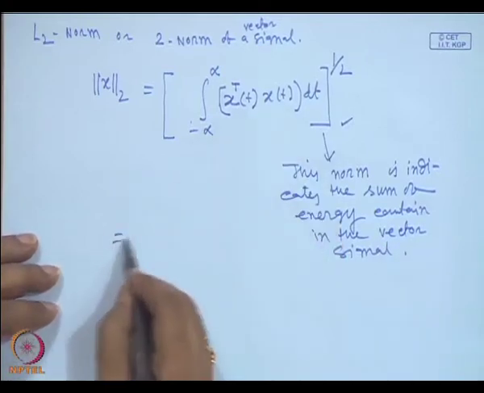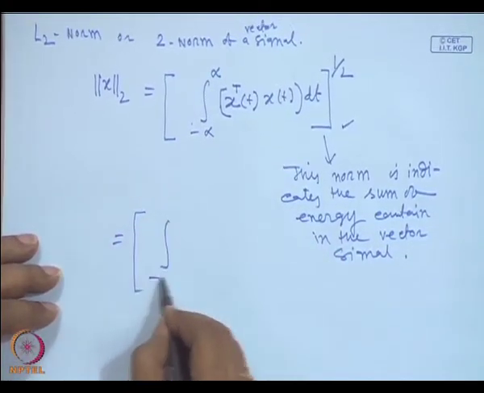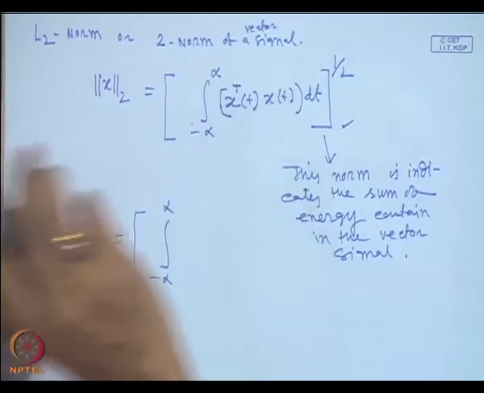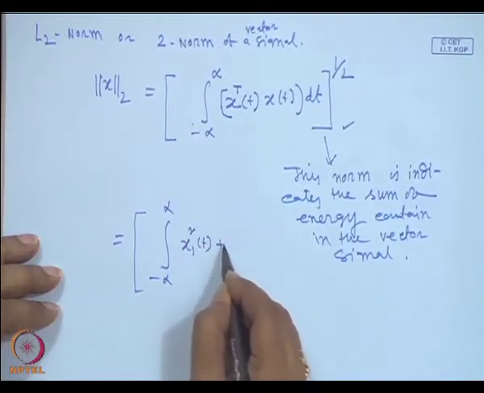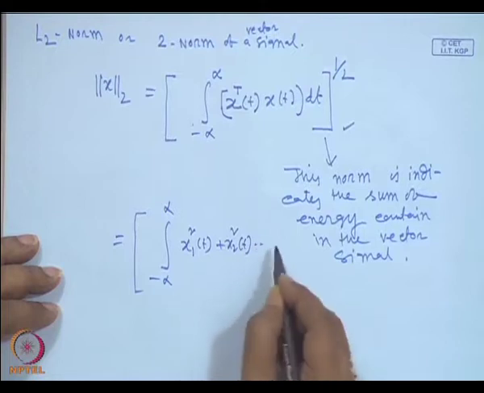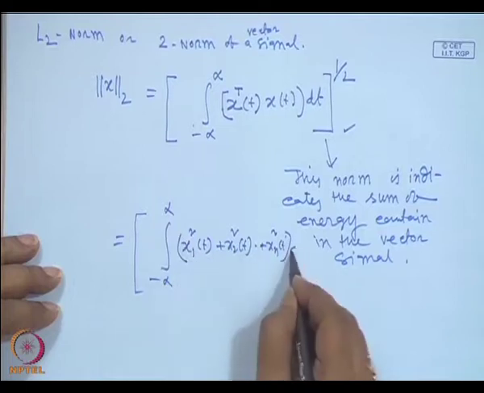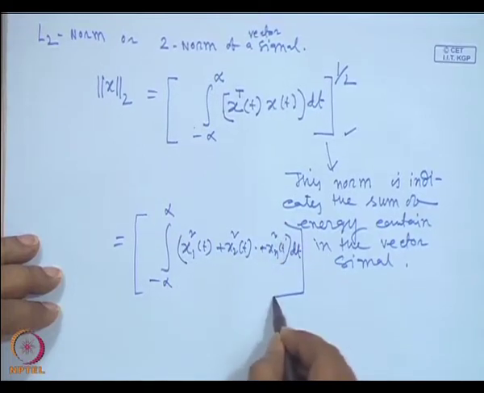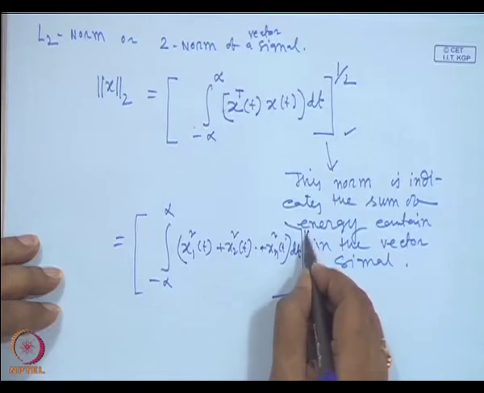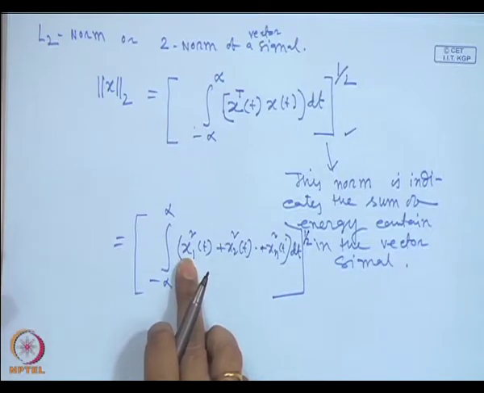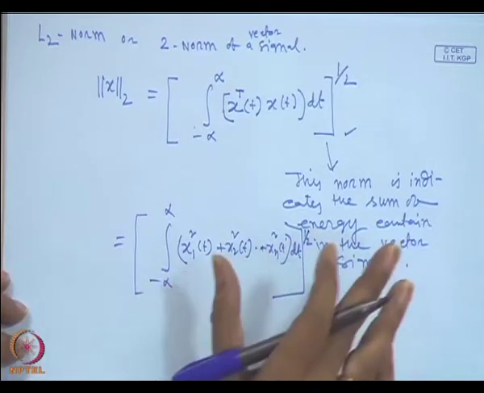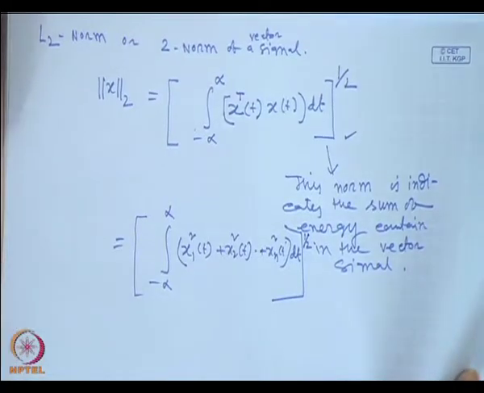So, if you expand this one, from minus infinity to plus infinity, x transpose x, where x transpose is a row vector and x is a column vector, it is nothing but the integral of x1 square t plus x2 square t and so on up to xn square t, whole dt. Then you take the half of that. So, this indicates the energy contained in that vector signal.